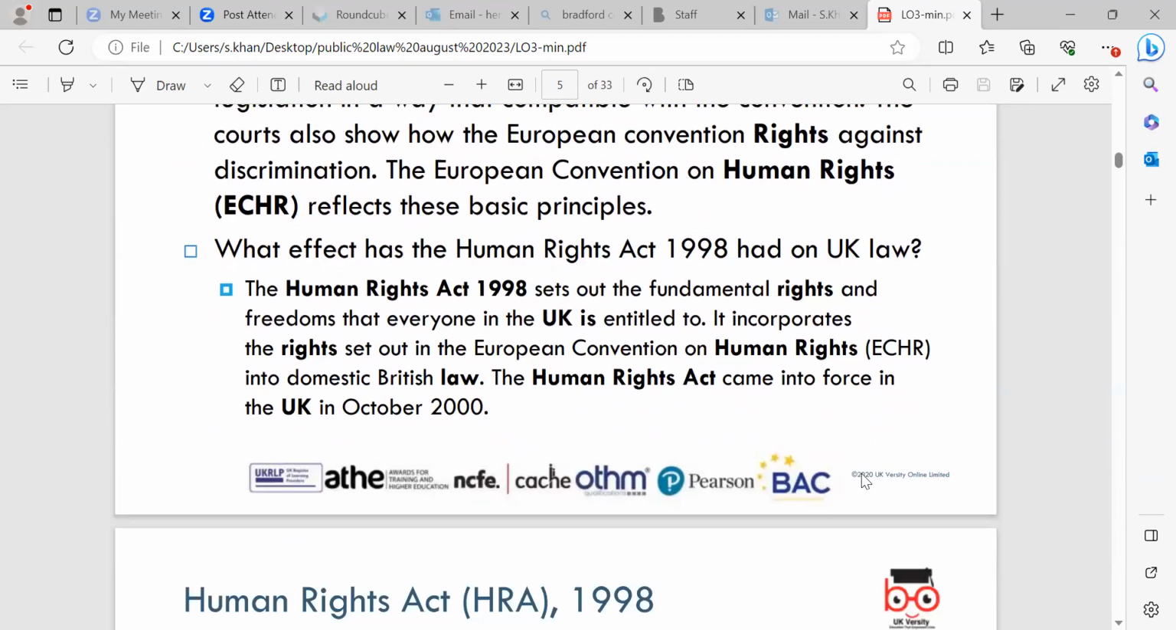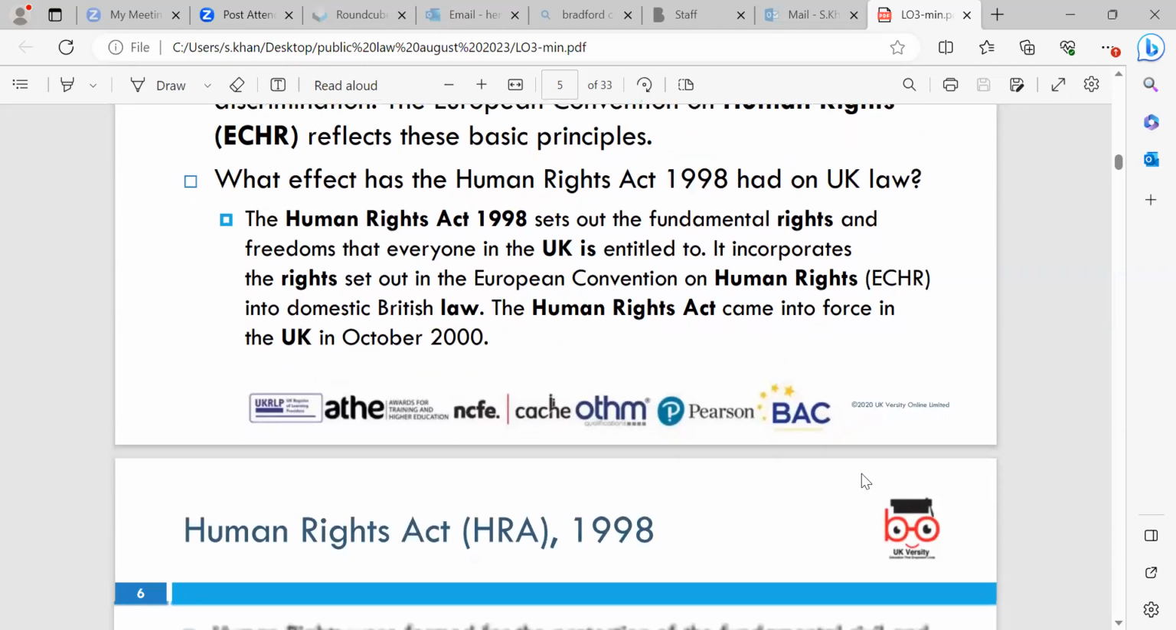What effect has the Human Rights Act 1998 had on UK law? The Human Rights Act 1998 sets out the fundamental rights and freedoms that everyone in the UK is entitled to. So, you could have the right to freedom of speech, you could have the right to freedom of religion. So some examples for you. And it incorporates the rights set out in the European Convention on Human Rights, the ECHR, into British law. The Human Rights Act came into force in the UK in 2000.